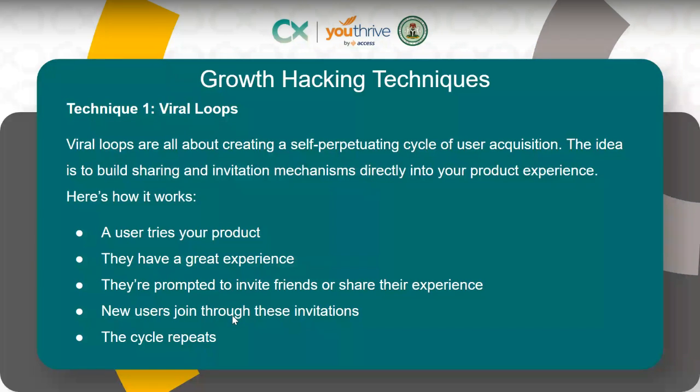So how does this work? Look at it, this is the flow. A user tries your product. They have a great experience. Thirdly, they are prompted to invite friends. So in your product, there's a feature that allows them to invite their friends and share their experience. New users join through this invitation, and the circle repeats itself.